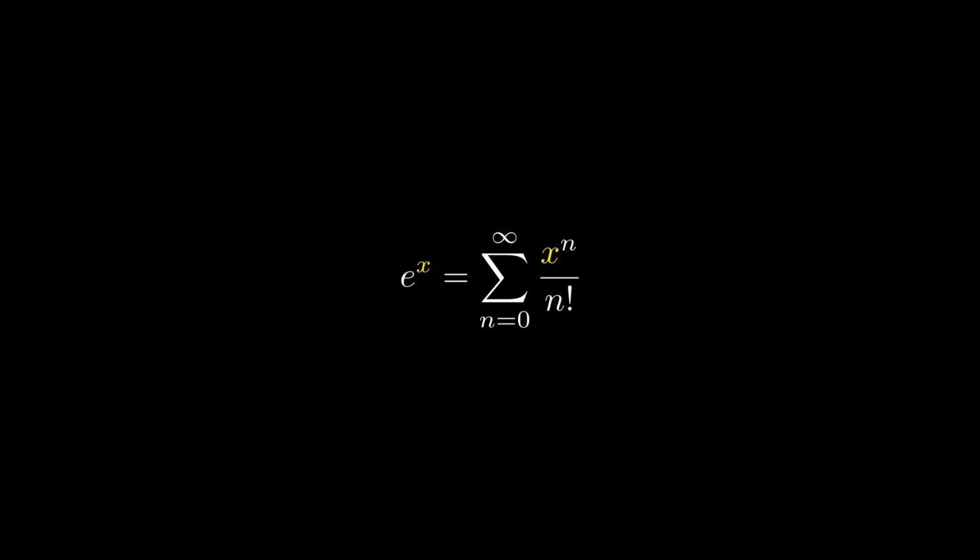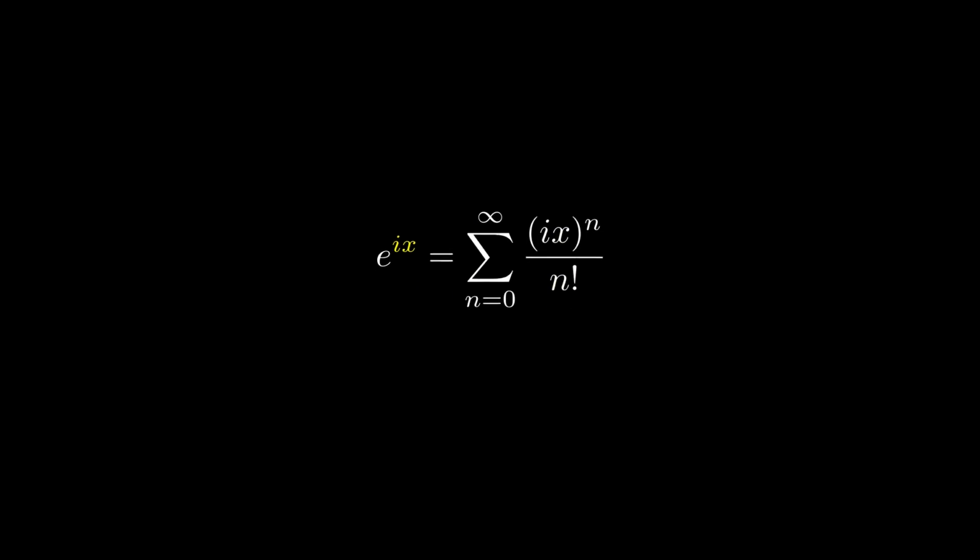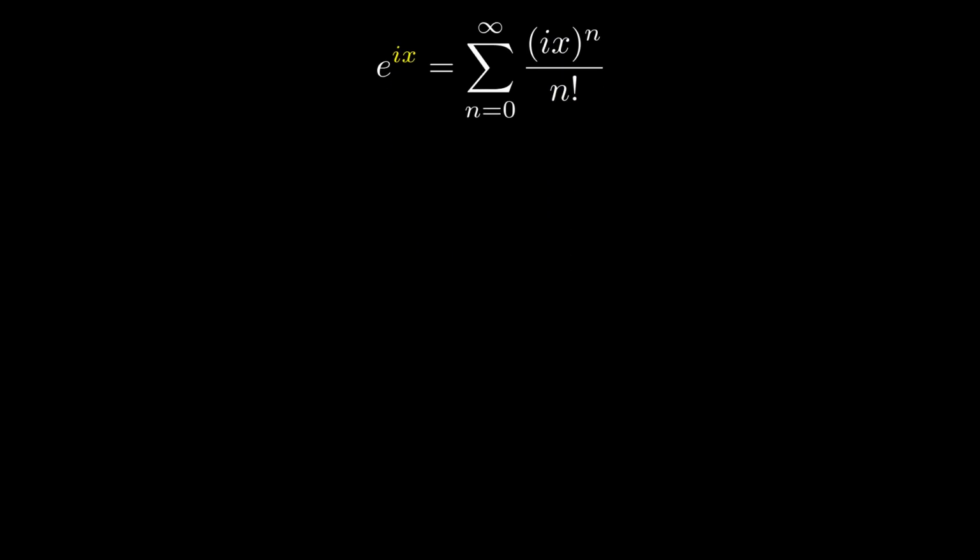Now it's time to put all these concepts together. As we know, we can use this summation to expand the function e to the x, but x can be any variable or function of x. So if we replace x with i times x, now we're expanding e to the ix, which is equal to the infinite sum of i times x, the whole to the nth power over n factorial.